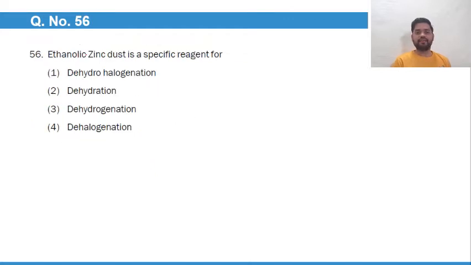56. Ethanolic zinc dust is a specific reagent for dehalogenation reaction, right? So dehydrohalogenation, no. Dehydration, no. Dehydrogenation, no. Dehalogenation, yes. So 56, option number 4 is the right answer.